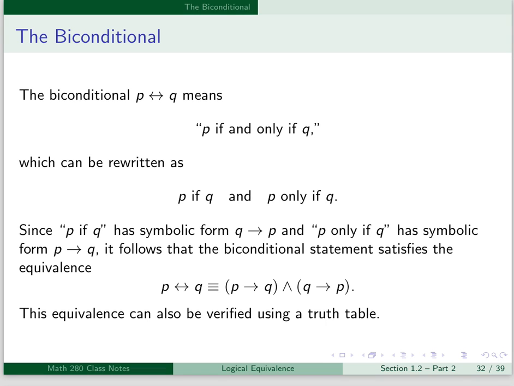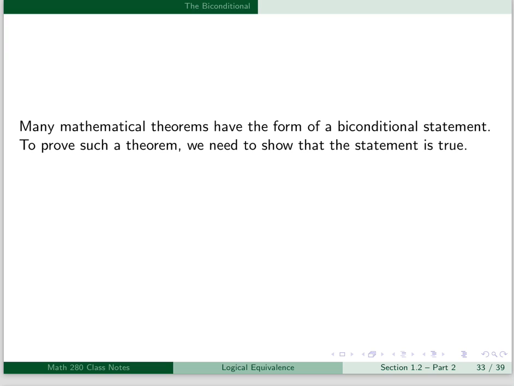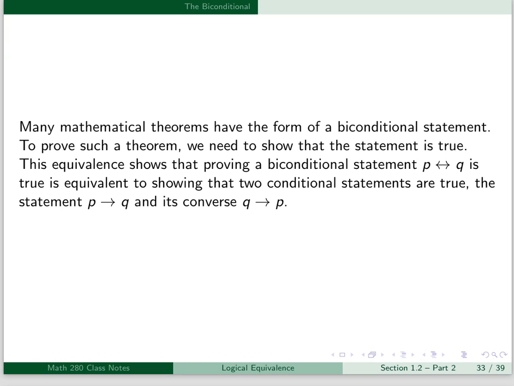This equivalence can also be verified using a truth table. Many mathematical theorems have the form of a biconditional statement. To prove such a theorem, we need to show that the statement is true. This equivalence shows that proving a biconditional statement, P if and only if Q, is equivalent to showing the two conditional statements are true: the statement P implies Q and its converse Q implies P.